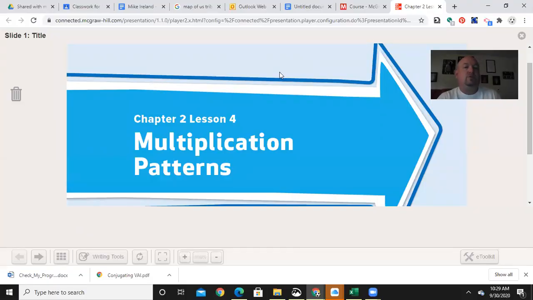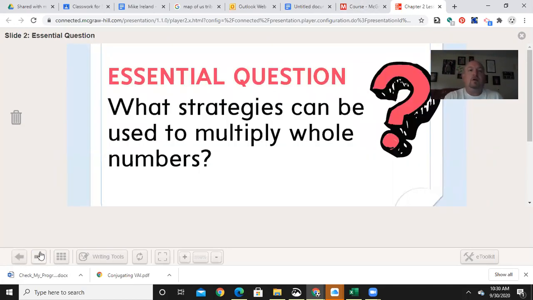Our lesson today, Chapter 2, Lesson 4 from your My Math Volume 1 Student Edition, Multiplication Patterns. All right, let's begin our lesson here on our essential question. What strategies can be used to multiply whole numbers? That is the focus of this lesson and this entire chapter. By the time we're done, you should have multiple strategies to multiply numbers in different circumstances.